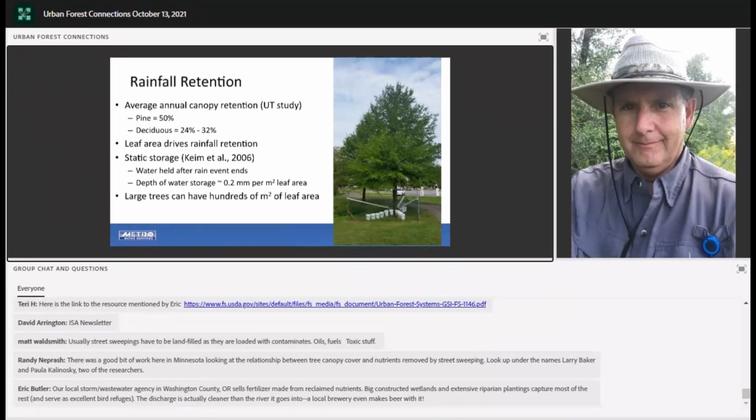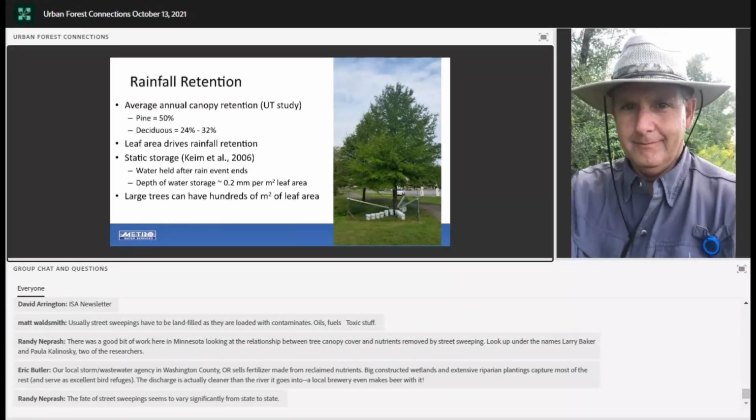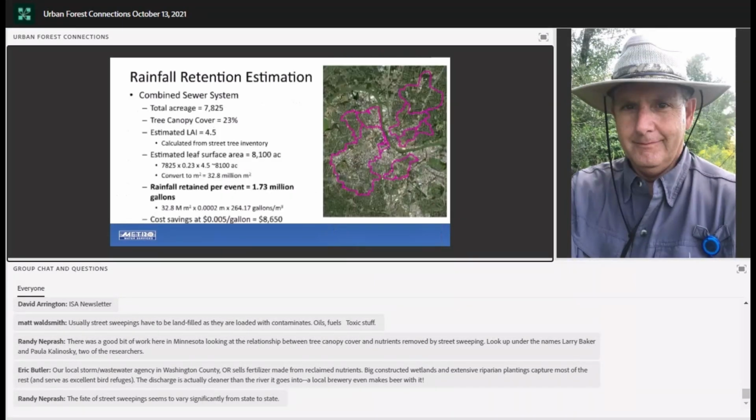I just wanted to share a little bit of the research that John Hathaway is doing at the University of Tennessee here in the East, to go along with Trisha's numbers, which looked at worldwide research. Here in Tennessee, where we have 50 inches of rainfall, what John Hathaway found was that the pine were intercepting 50% of that rainfall under canopy on an annual basis, which is really impressive. And the deciduous trees were anywhere from 25% to 33%. So it can provide some good storage.